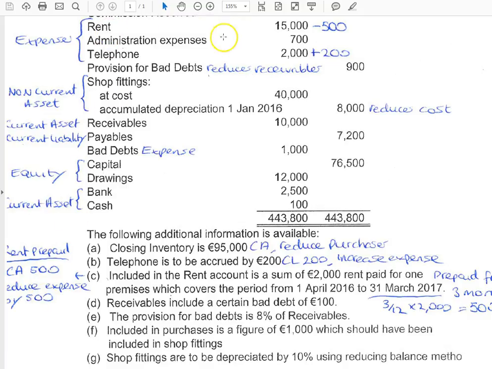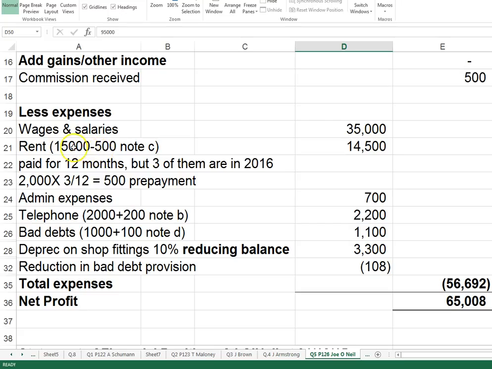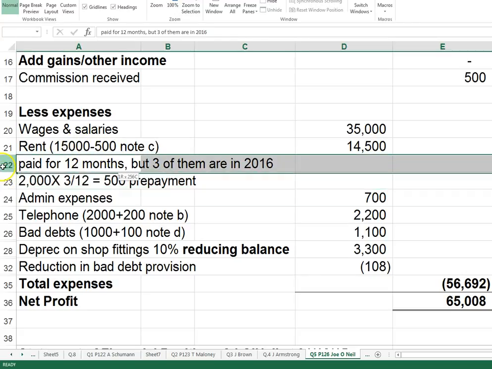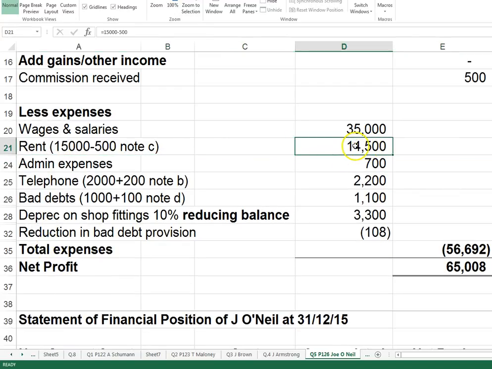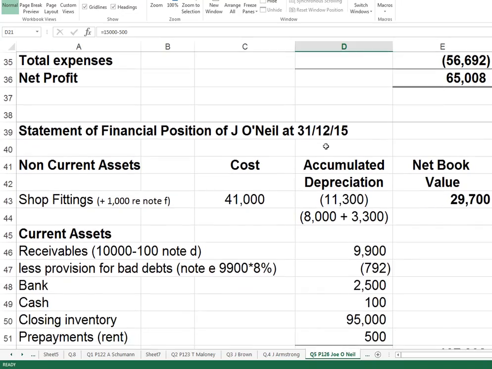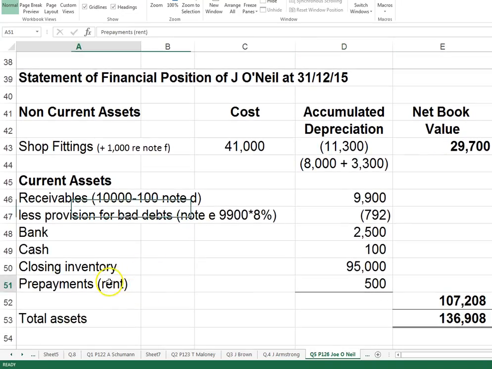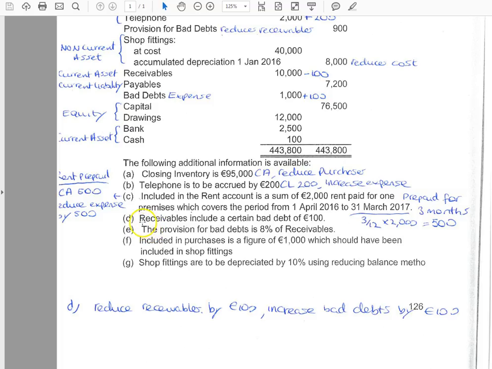Which means we come up to rent and we just show 14,500 as an expense. So here in our expenses, rent is 15,000 minus 500, and you can show the working or not. This working isn't that important. Just hide it. That's the 14,500 adjusted expense. And then in your current assets, we've got rent prepaid of 500.